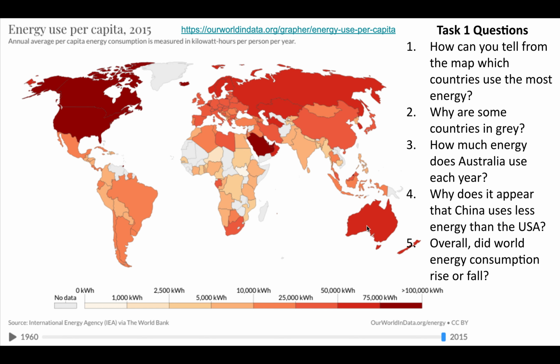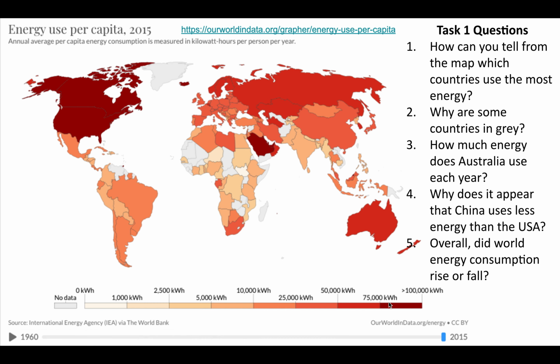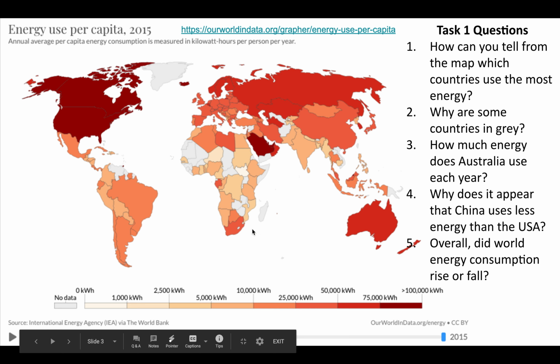So if we're looking at Australia down here, you should be able to spot that the colour is pretty much a match up here. And we're talking about 75 kilowatt hours per person per year. That is a huge amount of energy. It's actually higher than the amount of energy that we would use in the UK, which is somewhere around 50 kilowatt hours per person per year. Not as high as somewhere like the USA.